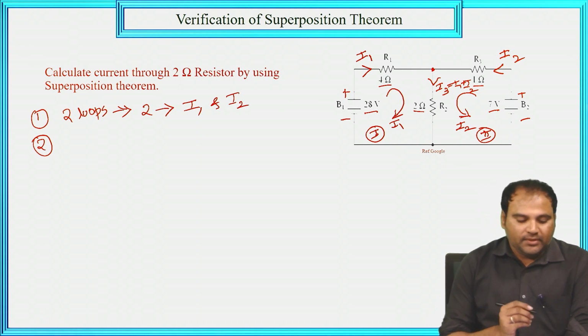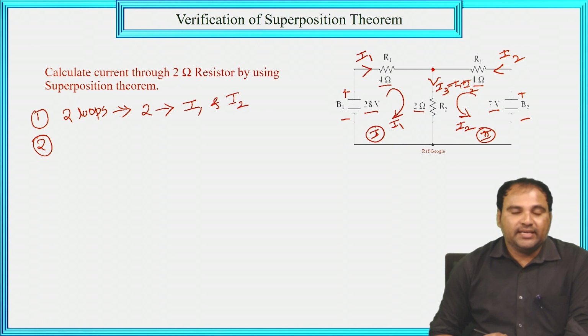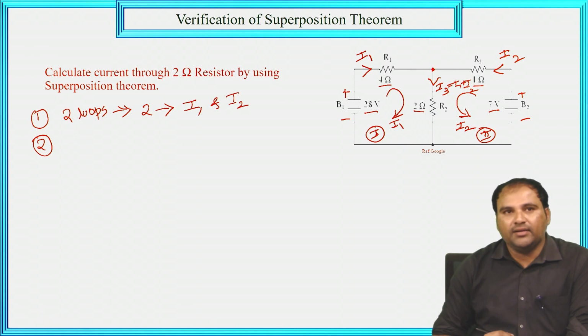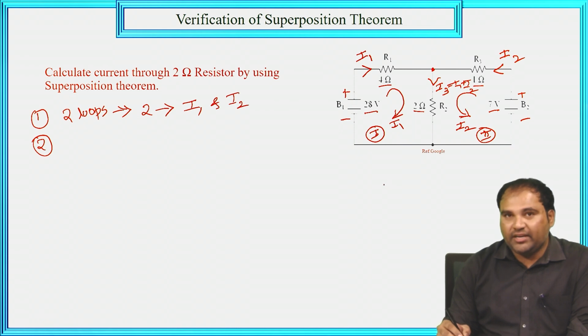Now the next step, the second step, is to short circuit the secondary voltage source. Then we find the current through each element, or the current through the 2 ohm resistor. Here I need to redraw the circuit.